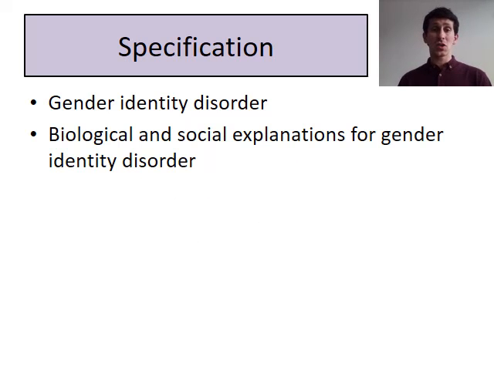On your specification, you've got to know about gender identity disorder. You've got to know the biological and social explanations for gender identity disorder. So it could be a question on biological or social, or an essay looking at both. So we're going to go through both. We're going to go through the AO1 for biological, then the AO3 for the biological, then the AO1 for social, then the AO3 for social.